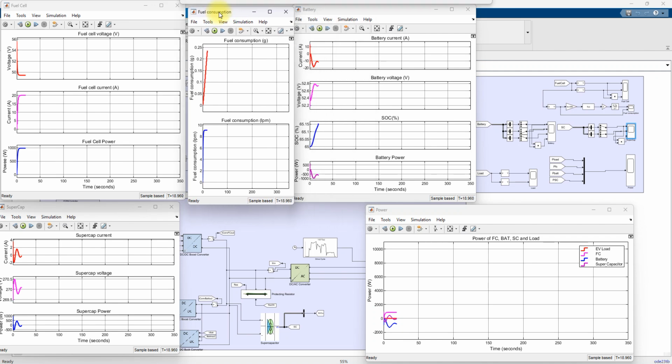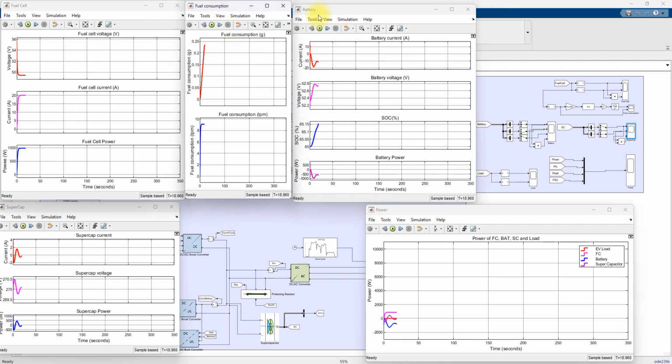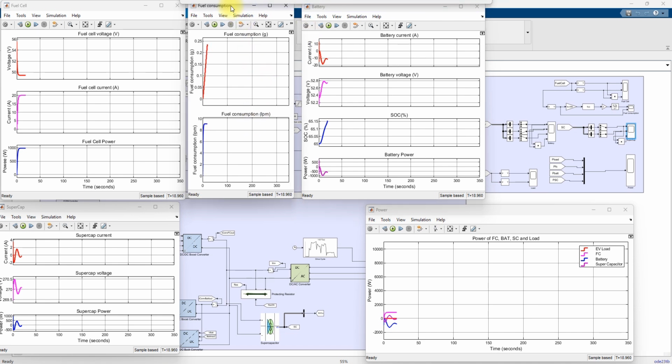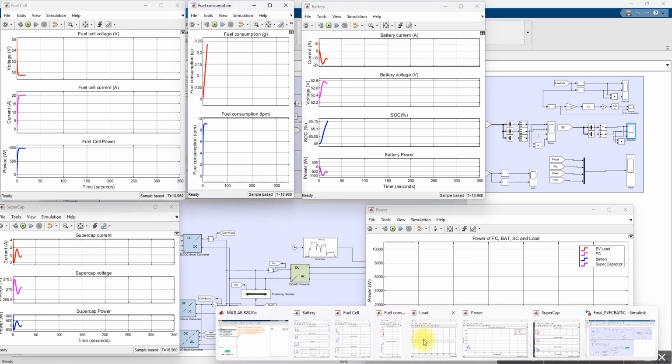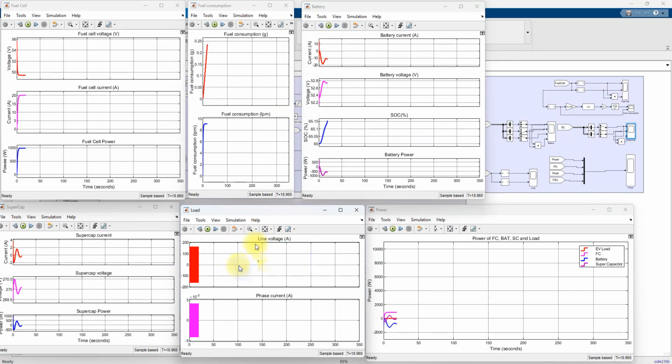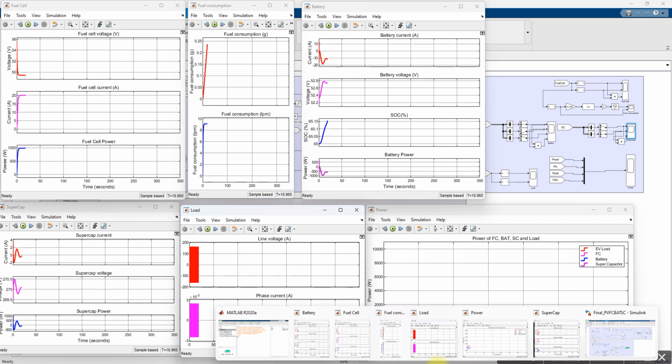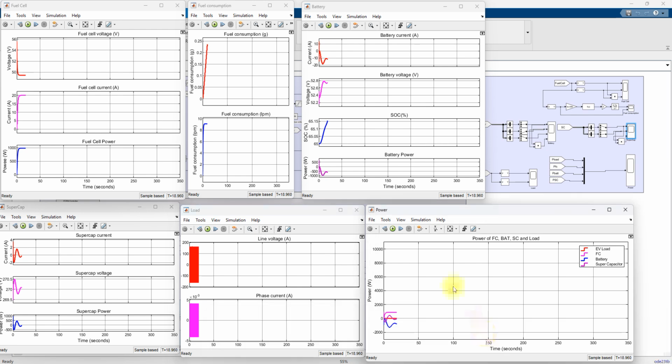And also you can see the fuel consumption of the fuel cell in grams as well as LPM. And this is the line voltage and the phase current of the DC-DC converter. So now I am going to run this simulation. You will see the results of the fuel cell, supercapacitor, battery and then EV load power. The simulation is started now.